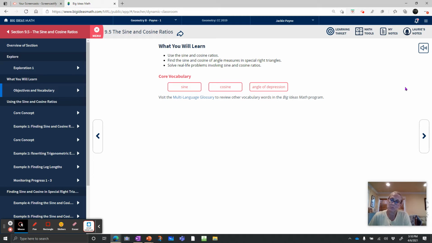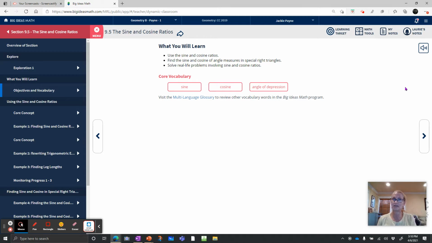So last time in 9.4, you learned about the tangent ratio. There are two other trigonometric ratios I'm going to introduce you to today. They're called the sine and cosine ratios. If you've never heard of them before, these are again going to be super important, but it's the same concept. Right triangles only, legs and hypotenuses.